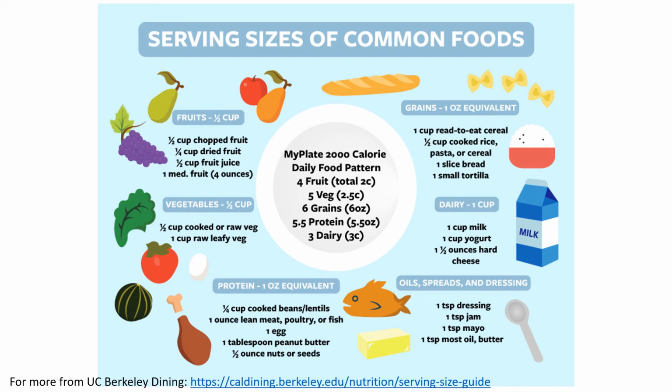And then in the middle, you'll see the number of servings to equal what we saw in that previous slide. So to get 2 cups of fruit a day, it would technically be 4 servings. To get 2.5 cups of vegetables per day would technically be 5 servings. To get 6 ounces of grains per day would technically be 6 servings, etc., etc.